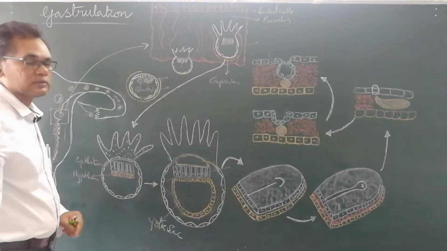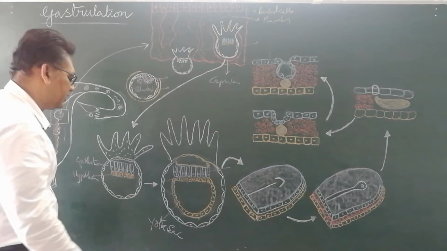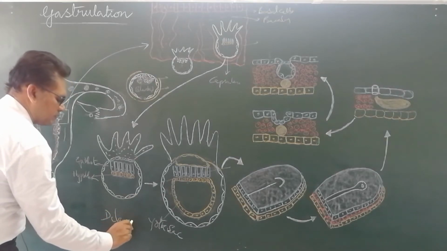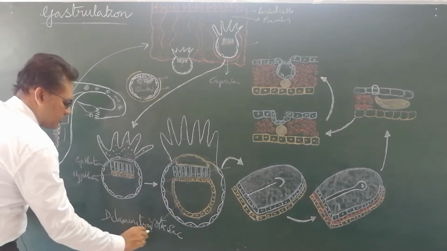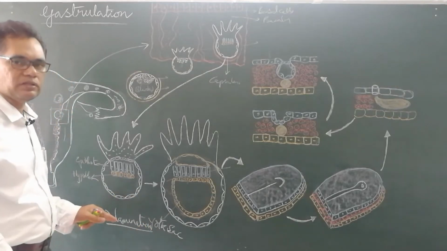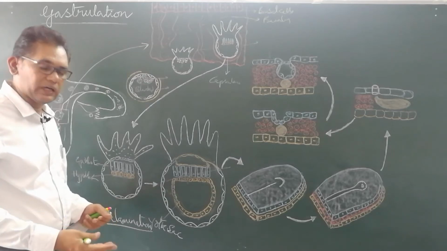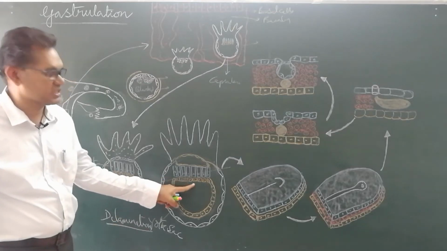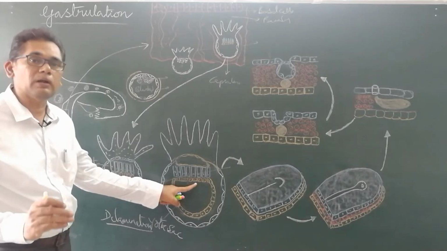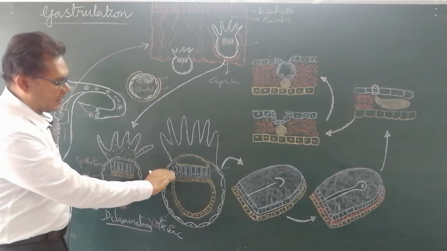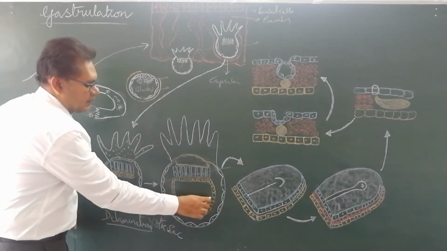Now, it means by a process called delamination. D means removal, lamina means layer. In the form of a layer, the cells are detached. Which cells are detached? Hypoblast cells, the lower cells, they detach and form a layer.